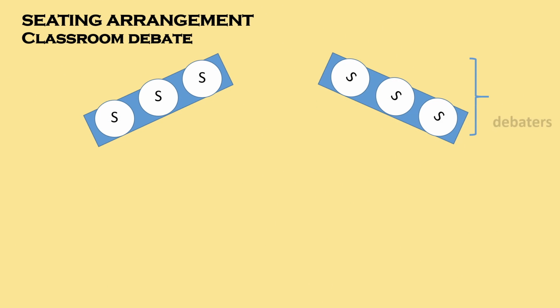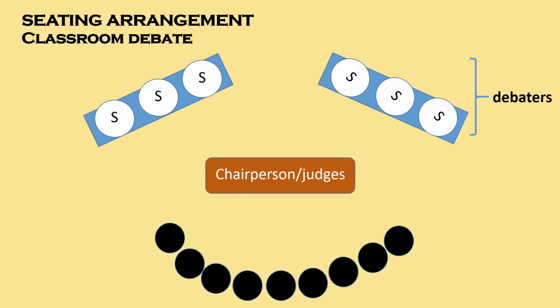In a classroom debate, seats may be arranged in this manner. The two debating teams in front of the judges form a V shape, and the audience sit right behind the judges.